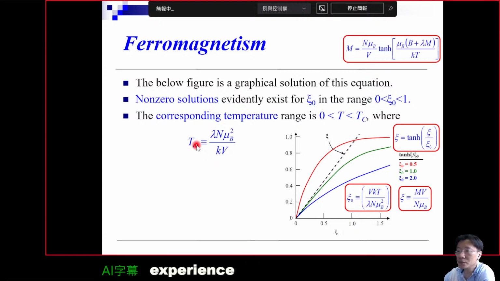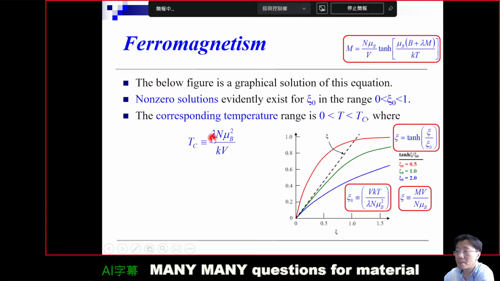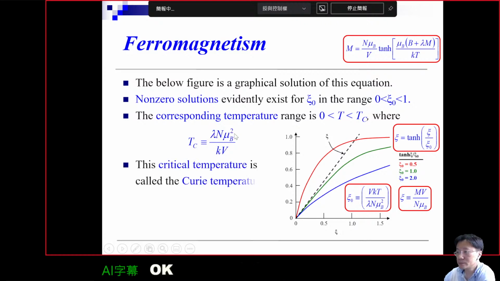So if you know the lambda, then you can solve many questions from the material. Okay. So this is the critical temperature we call the Curie temperature or Curie point in ferromagnetism.